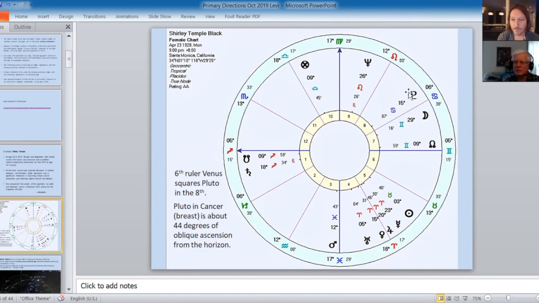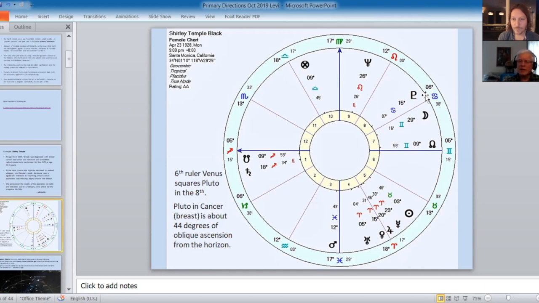So you might expect a health problem at some time in life related to Pluto in Cancer, the breasts. And Pluto's a modern symbol associated with Scorpio by modern astrologers. He's god of the underworld, often associated with the medical profession, with surgery, with radical transformation and healing. So it makes sense from her natal chart that something like breast cancer could occur to her in her lifetime.